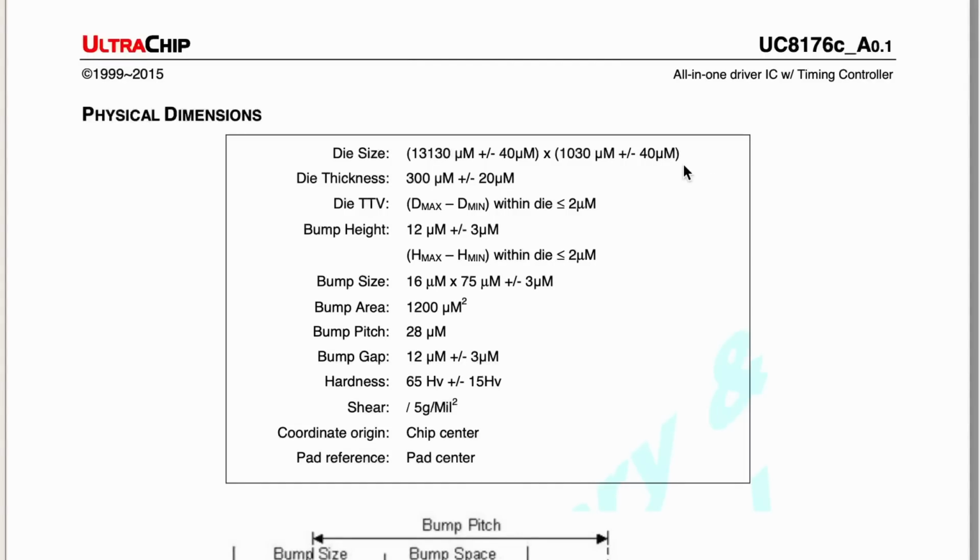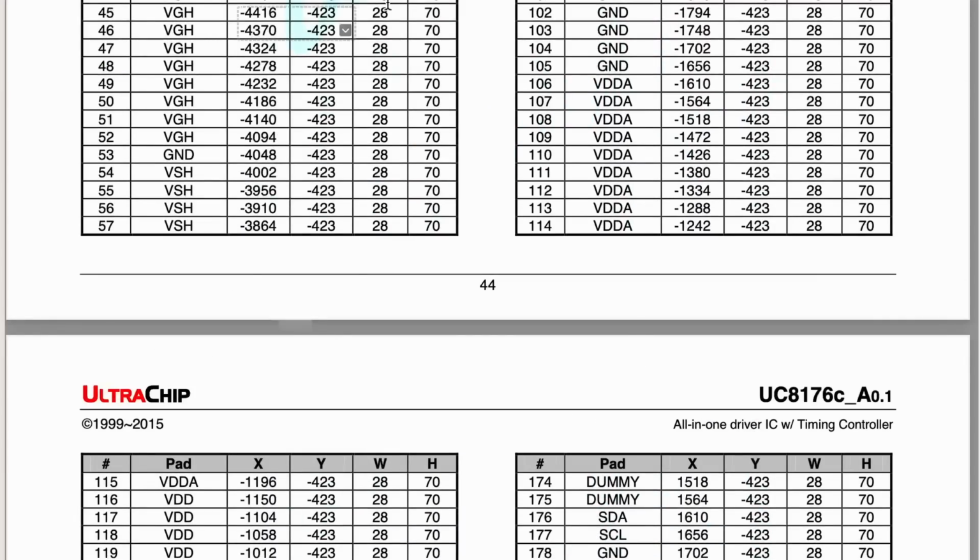So it looks like we have a winner here. It's the UC8176C chip, which in the datasheet says it has a dimension of roughly 13.1 millimeters by 1.03 millimeters, which is pretty close to our measurement. Another possibility is the SSD1683 chip, which also is roughly on the order of this size based on the measurement. The datasheet of that chip doesn't specify the die size or any bump map, so we're going to focus on this one because it gives us the full bump map, or the pinout, of the chip.